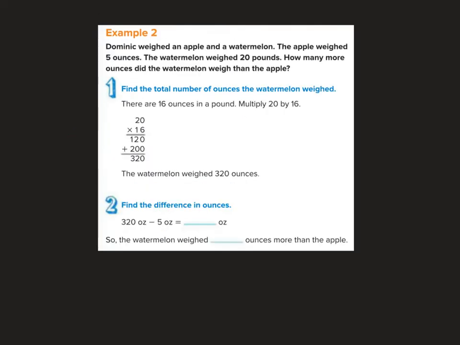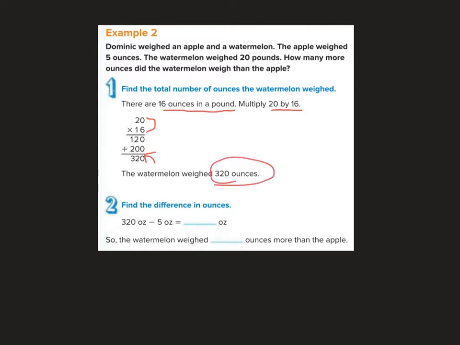Dominic weighed an apple and a watermelon. The apple weighed 5 ounces. The watermelon weighed 20 pounds. How many more ounces did the watermelon weigh than the apple? Okay, so 16 ounces equals 1 pound. So if I multiply 20 by 16, I'd get 320. Okay, the watermelon weighed 320 ounces.